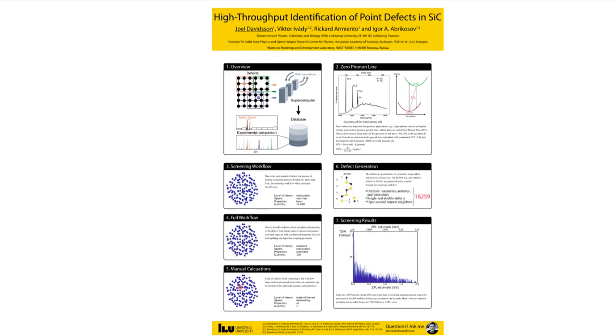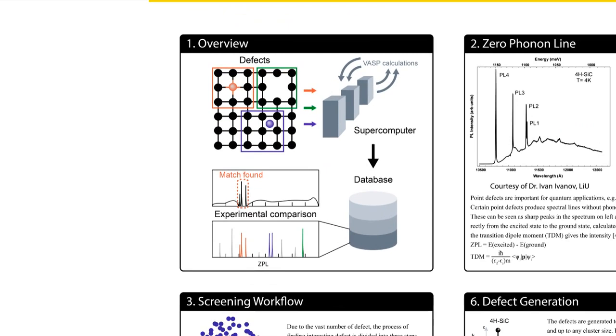I will present my poster, High-Throughput Identification of Point Defects in Silicon Carbide. Here you can see the overview of the basic idea and what I will present in this poster. First, you take defects in your material of choice and you send them to the supercomputer where you run our automatic workflow which calculates spectral lines.